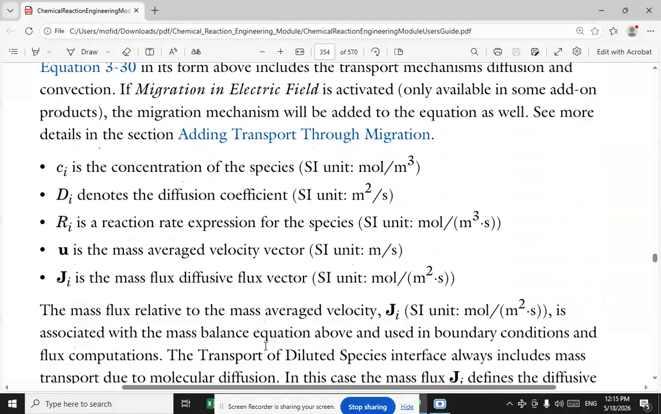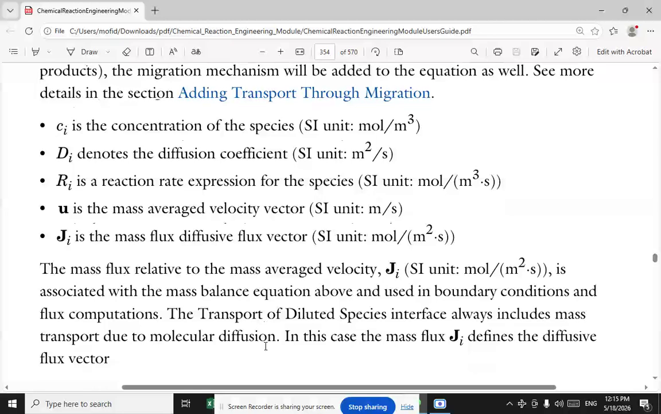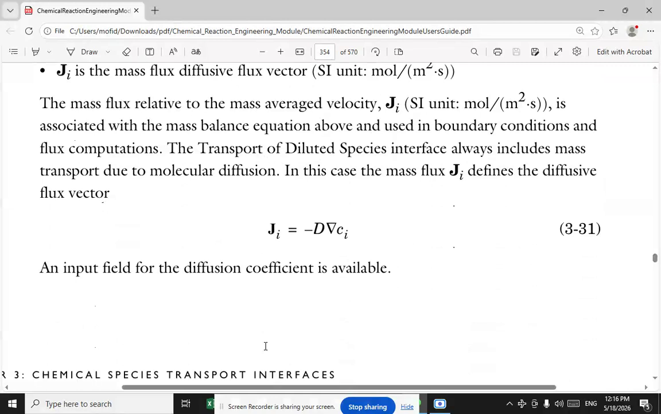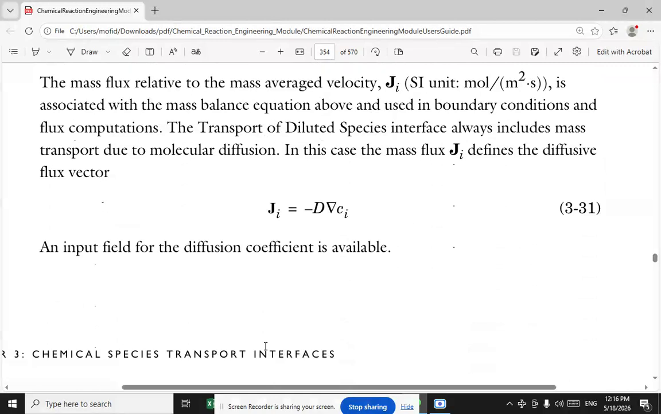ci is the concentration of the species, in units of mol per cubic meter. Di denotes the diffusion coefficient, in units of square meter per second. Ri is the reaction rate expression for the species, in units of mol per cubic meter second. u is the mass average velocity vector, in units of meter per second. Ji is the mass flux diffusive flux vector, in units of mol per square meter second. The mass flux relative to the mass average velocity, Ji, in units of mol per square meter second, is associated with the mass balance equation above and used in the boundary conditions and flux computations.